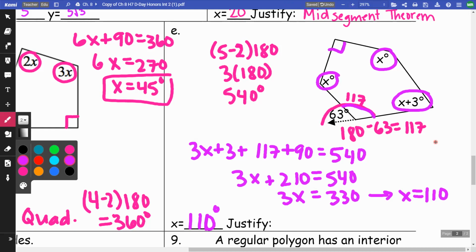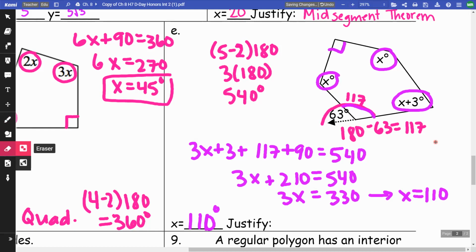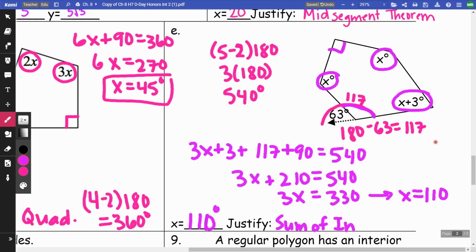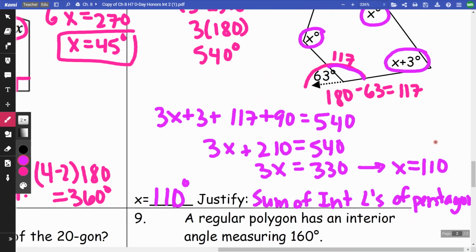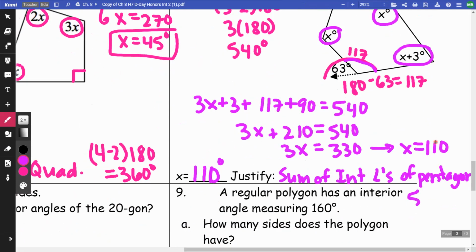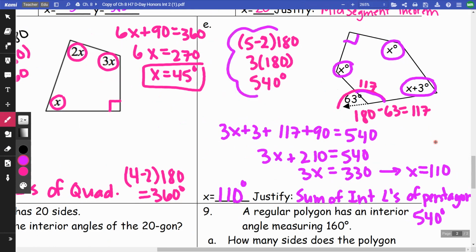And I was going to say, the sum of interior angles of a pentagon, we end up having 540 degrees. Again, I showed up here that it's 5 minus 2 times 180, or 540.